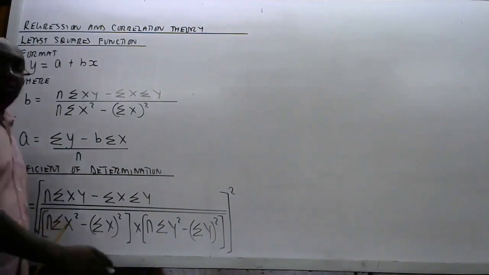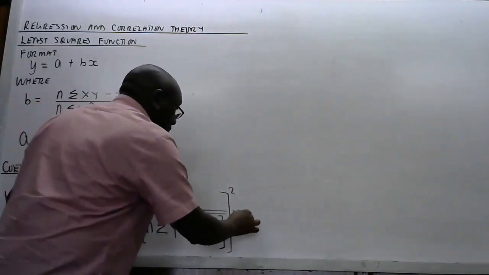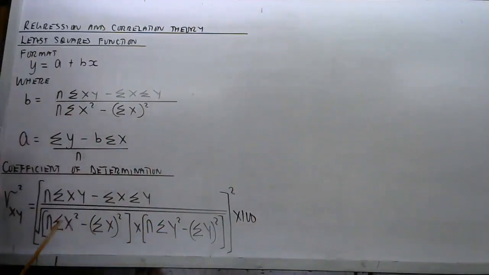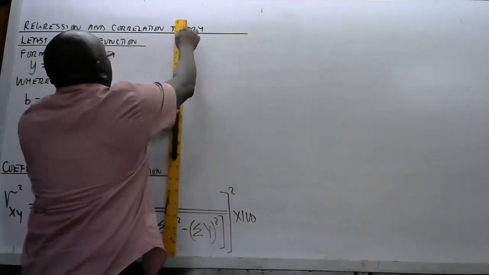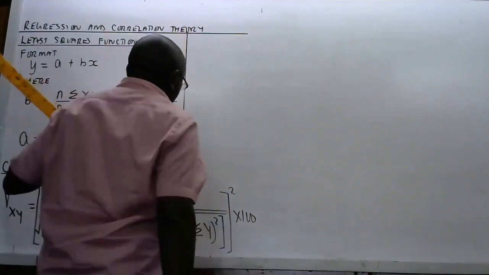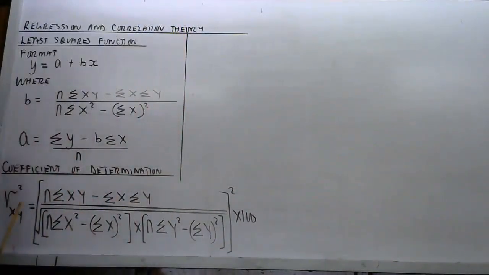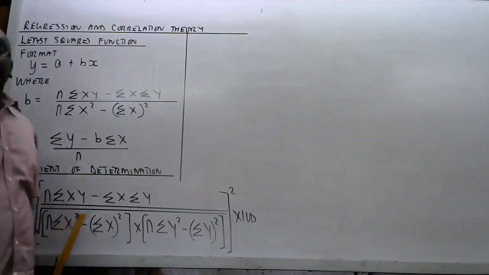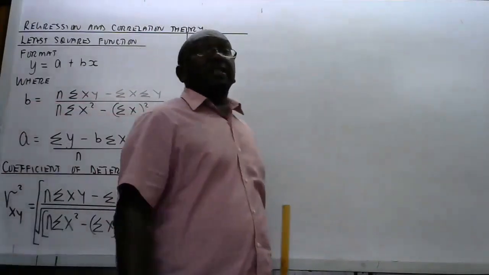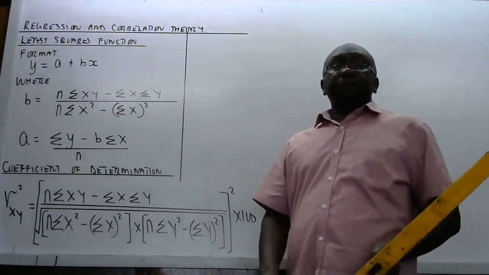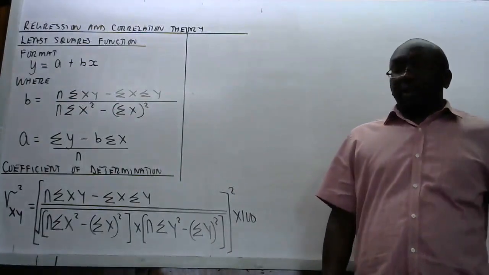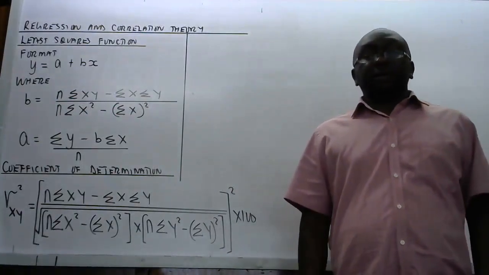Some people will even say you multiply by 100, so you can even multiply by 100, or you can leave it as a decimal. So that is the first step. When you're dealing with these questions, that is the first step: getting to write the formulas.